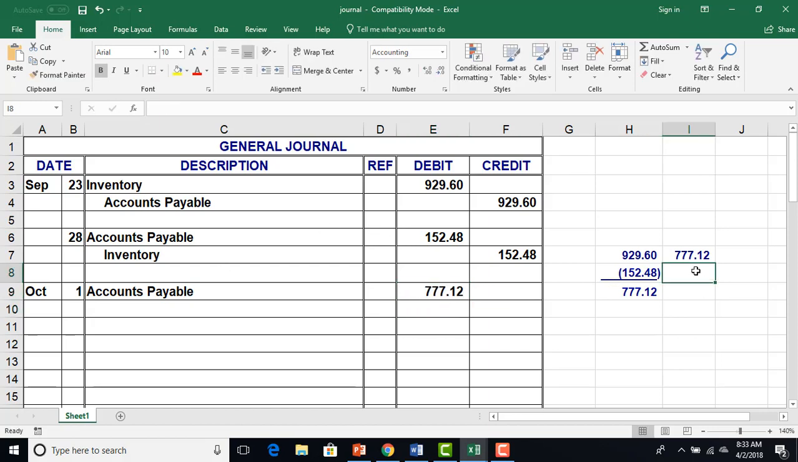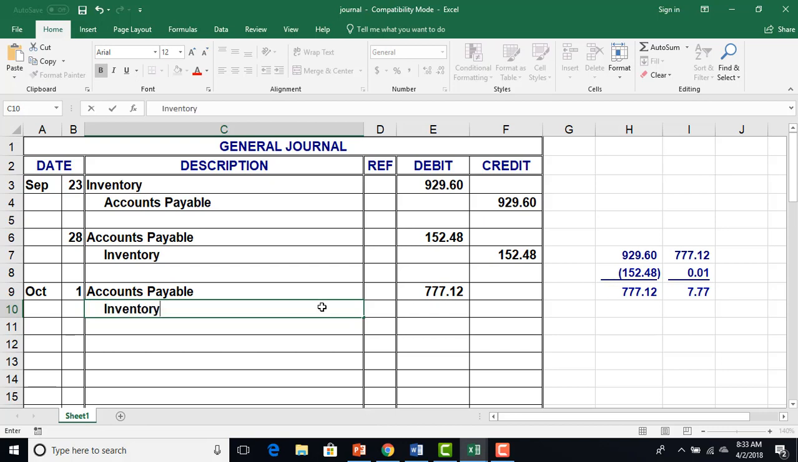Remember, I have to zero out that account, make sure it shows that I don't owe any more for these tires. I paid within my discount period, so I know I'm going to get 1% off. I want to take that $777.12 and multiply by 0.01, and that gives me a discount of $7.77. Remember, if we get a discount on inventory that we purchased, that means our inventory now costs less. So I have to credit my inventory account for $7.77, the amount that that inventory actually cost.